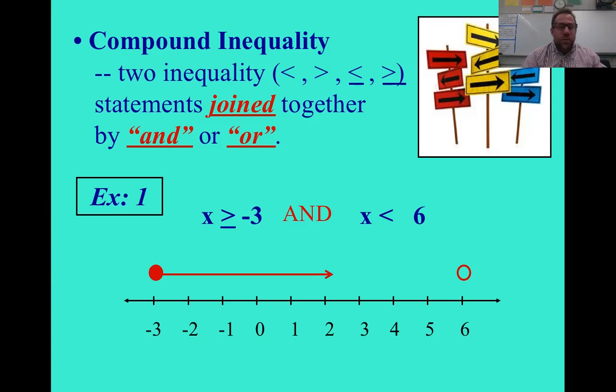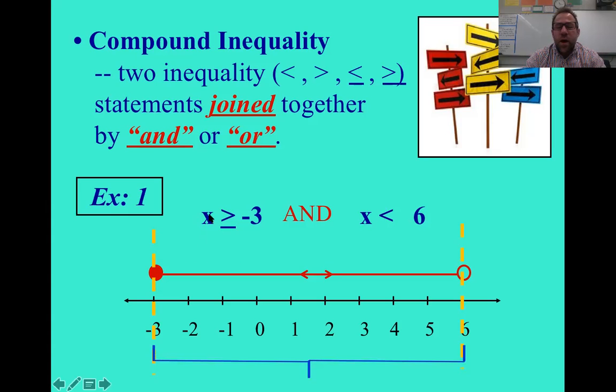We want all numbers less than 6. Our street sign tells us to go to the left, so I'm going to draw that to the left. Now, what this is telling us is we want all the numbers in between -3 and +6. We want this set of numbers. So anything in there is a correct answer for x.